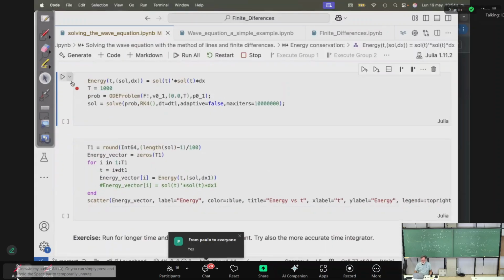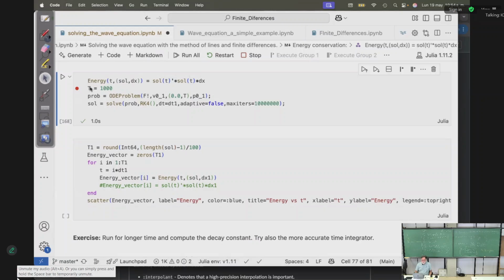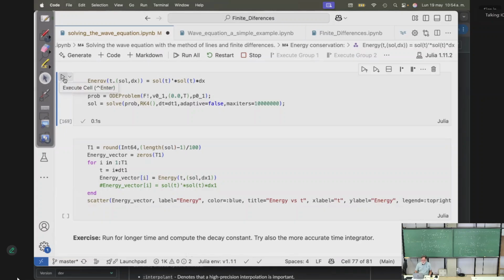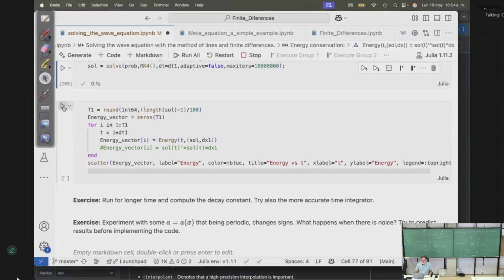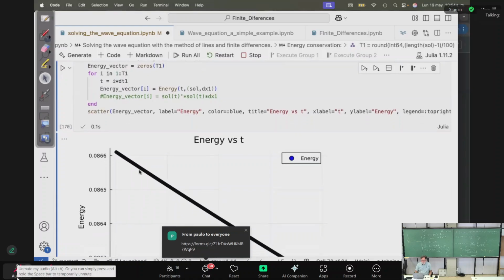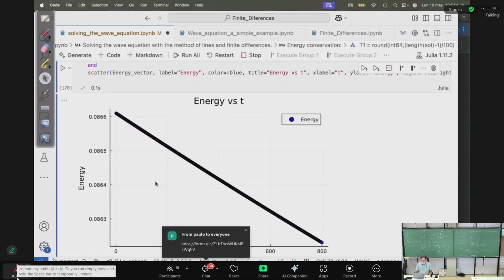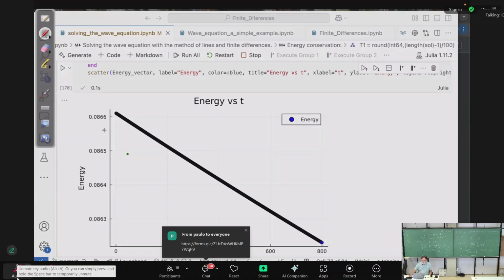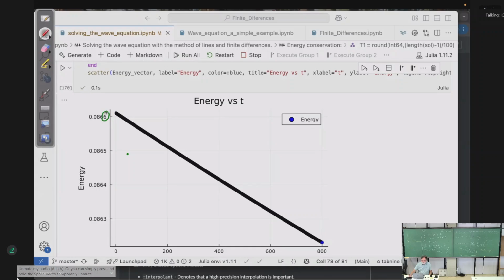So we define this energy function, which takes a solution and dx and produces this thing here. We take 1,000 points, 1,000 periods, and solve the problem. And now we plot the energy here, and we see a decay, a small decay, right? Look at this, it's only in this figure. It's almost constant for a factor 1,000 or so, or 10,000.